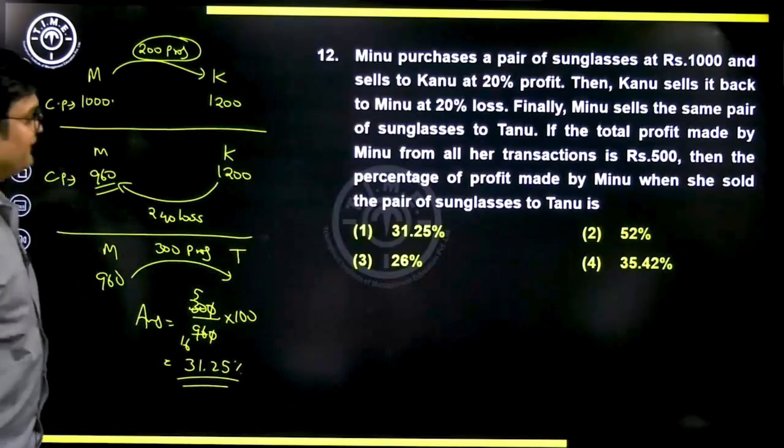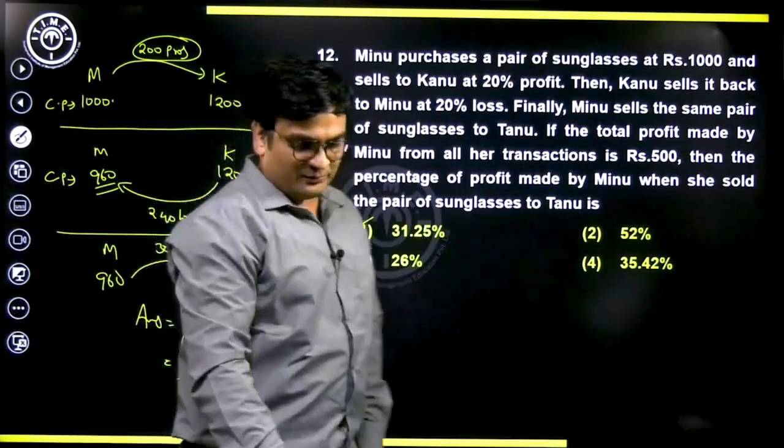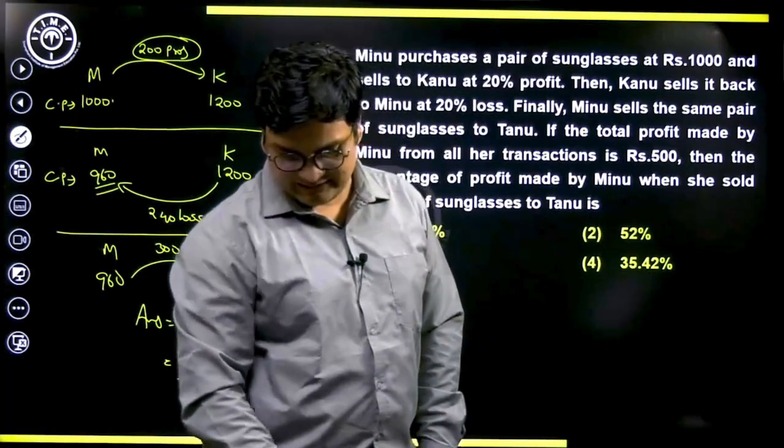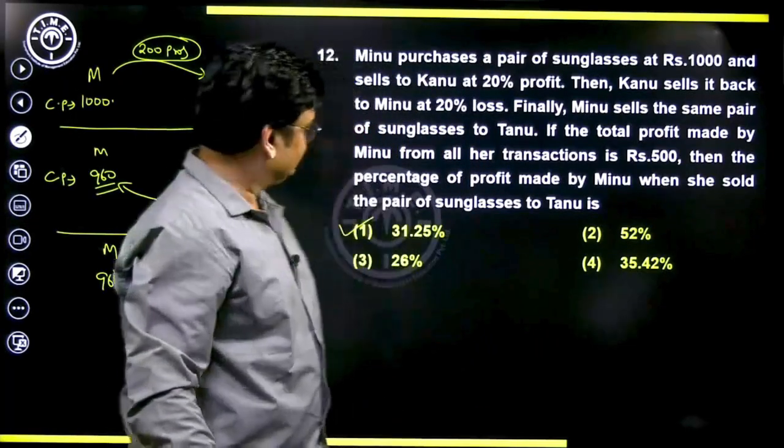So 31.25 would mean the first option choice is going to be the correct answer. I hope we are clear with this, the working.